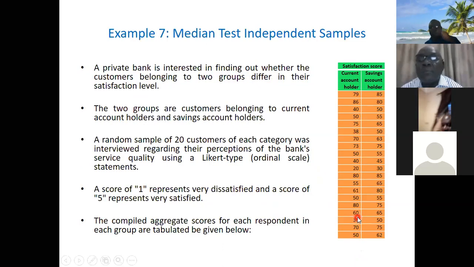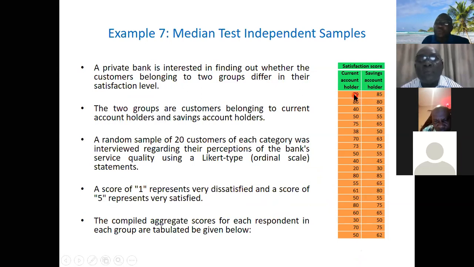It's quite interesting. Let's look at this private bank. A private bank is interested in finding out whether customers belonging to 2 groups differ in their satisfaction level. So these people have current accounts with them. They also have savings accounts with them.